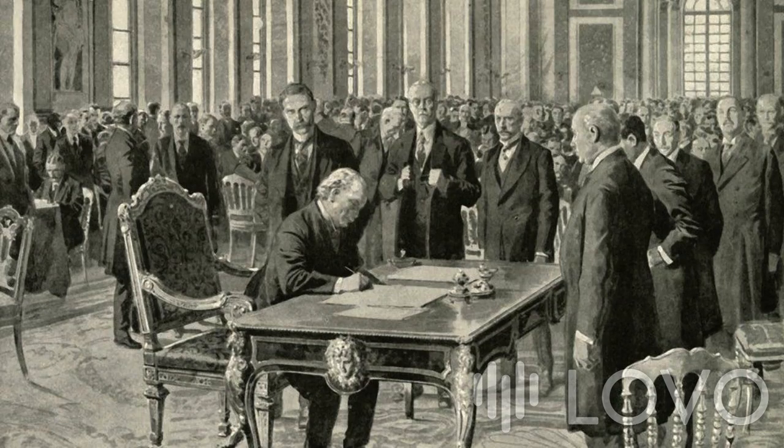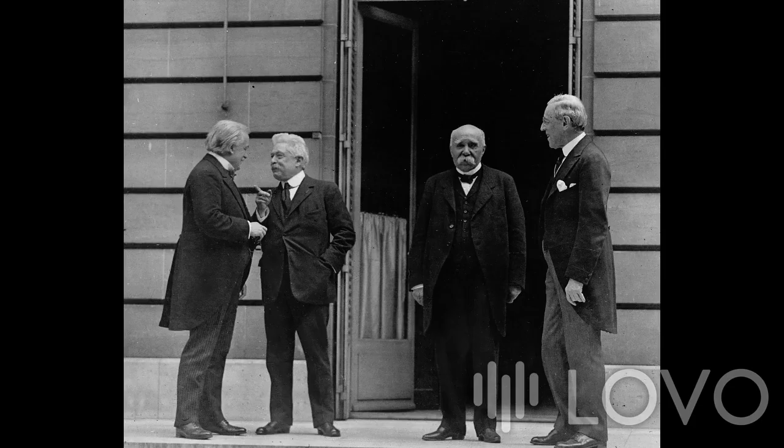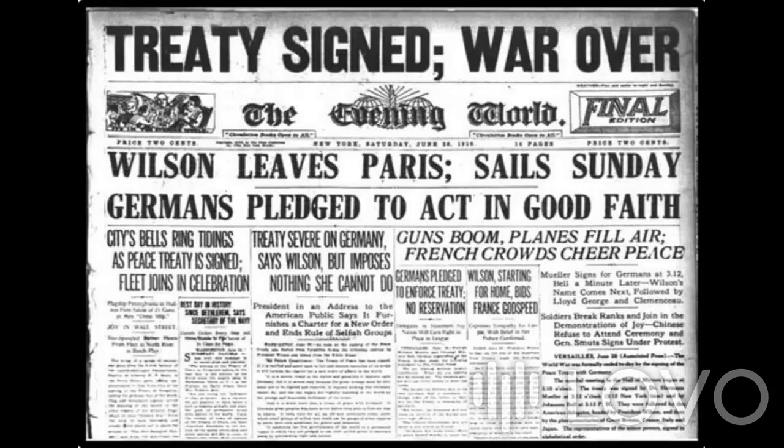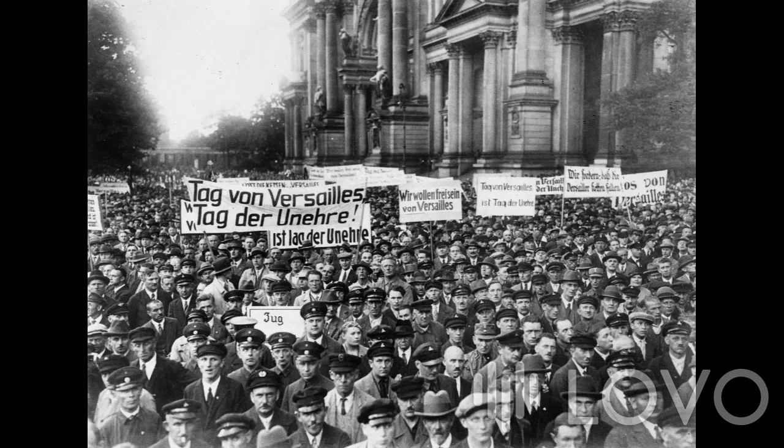The Treaty of Versailles was a source of great bitterness and resentment among the German people, who felt that the treaty was excessively punitive and unfair. This resentment was exploited by nationalist and fascist groups in Germany, such as the Nazi Party, who rose to power in the 1930s and were a major cause of World War II.